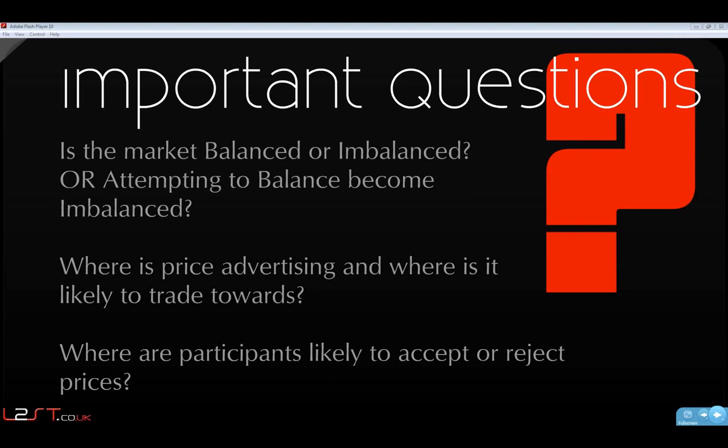The other question we've got to ask ourselves is, where are participants likely to accept and reject prices? This is really what I'm going to focus on today. I'm going to focus on understanding where the participants are likely to accept and reject prices, understand where they may take the prices from and to, and understand also whether the market is balanced as well as imbalanced.